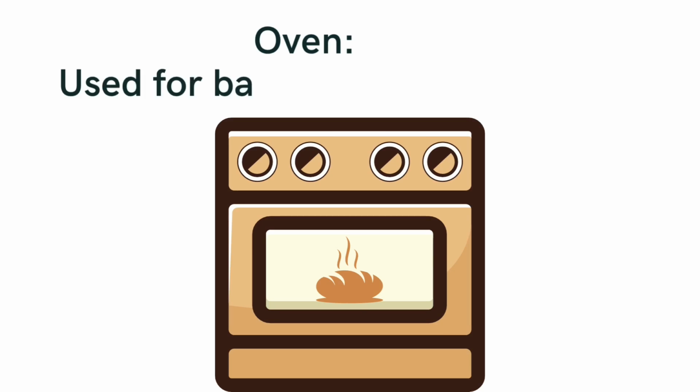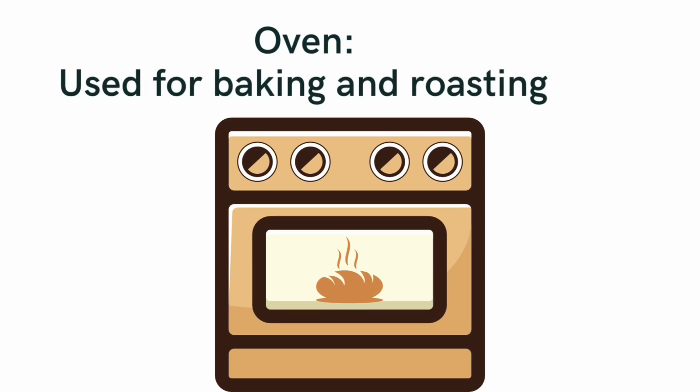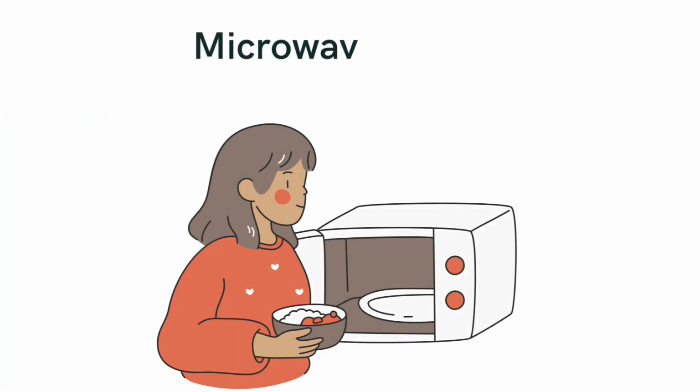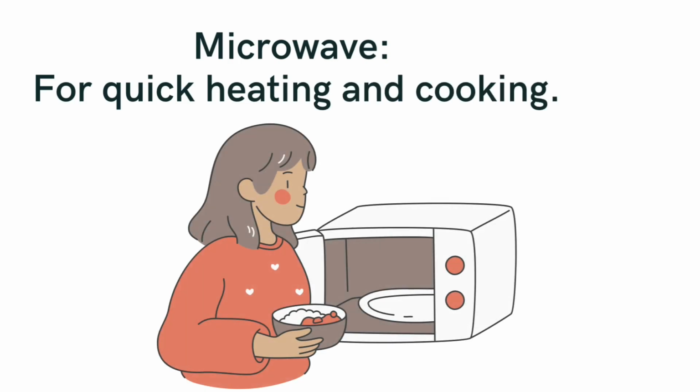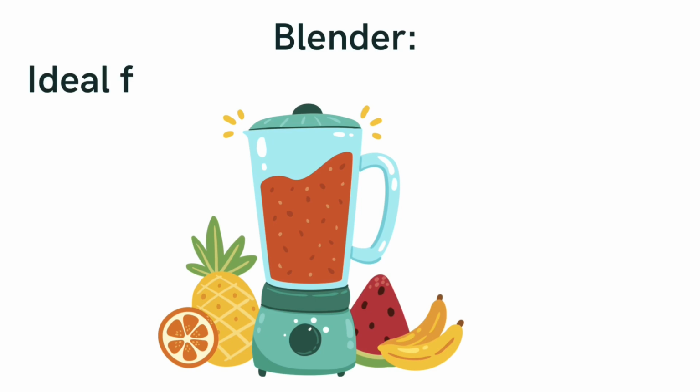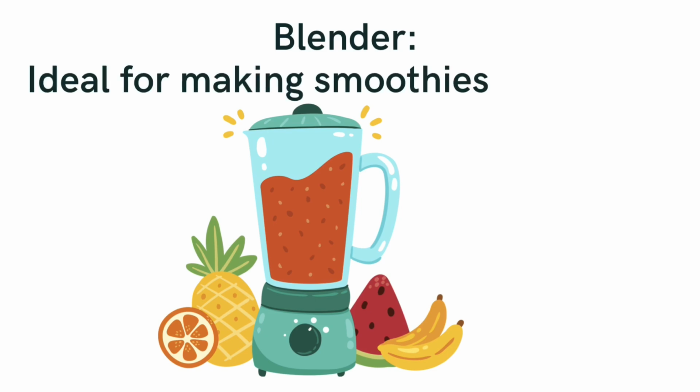Oven, used for baking and roasting. Microwave, for quick heating and cooking. Blender, ideal for making smoothies or purees.